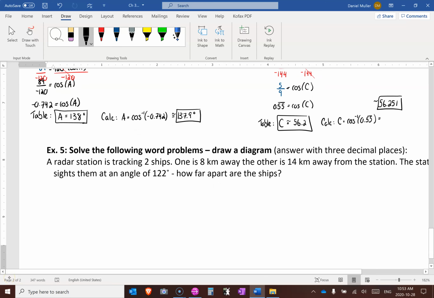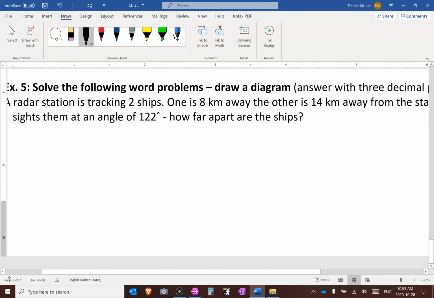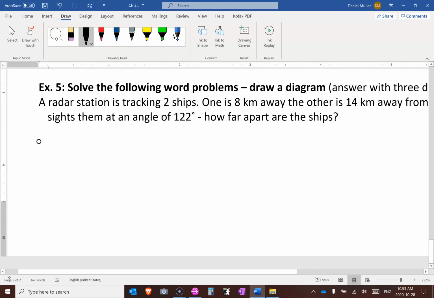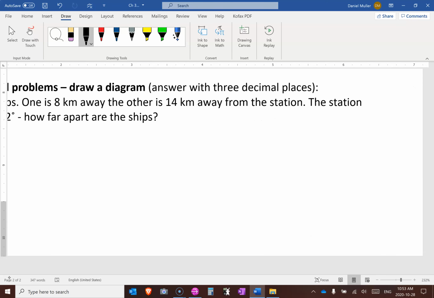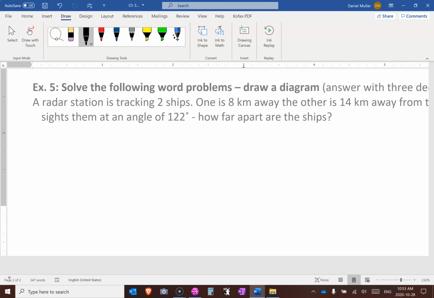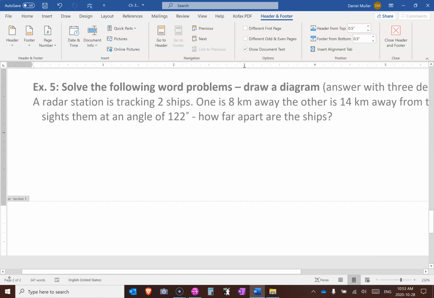All right, let's do this one here. Solve the following word problem. Draw a diagram, 3 decimal places. So there's a radar station and it's tracking 2 ships. One is 8 kilometers away, the other is 14 away from this radar station. The station sights them at an angle of 122. How far apart are the ships?